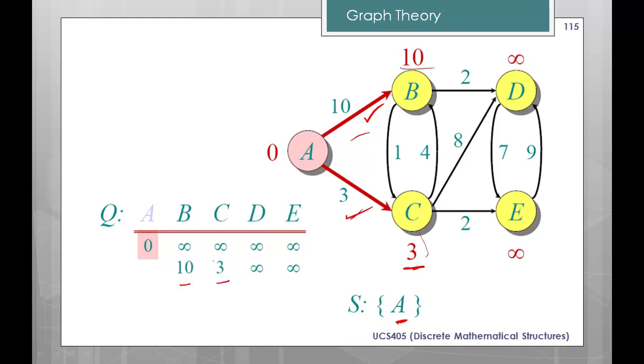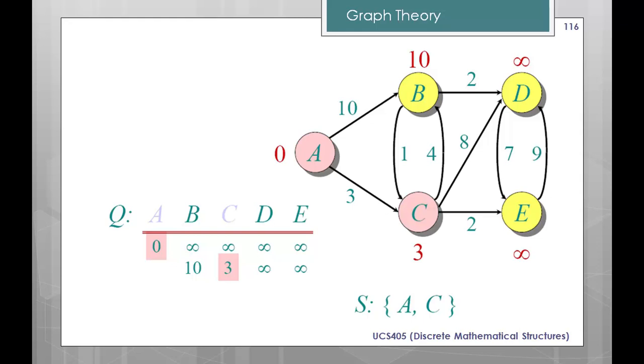So what is the minimum value here? 3. So next we will put into the final state the C node. After A, I am going to put C into the final state, so here I am writing A, C. Now, what are the nodes adjacent to the node I am currently putting into the final state? That is C, and the adjacent nodes are B, D and E.